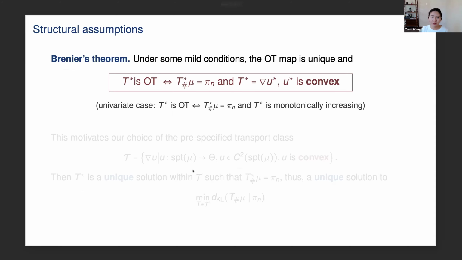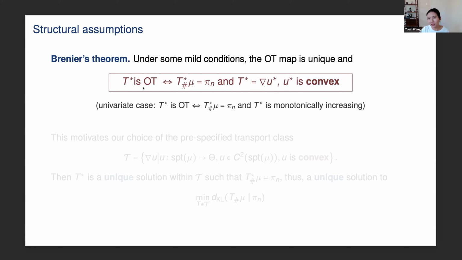And this structural constraint is motivated by the OT theory. In the proof of Brenier's theorem, it's basically saying that under some mild conditions, the OT map is unique, and the map, T star, is the OT map if and only if it can push mu to pi n, and it is the gradient of a convex function.